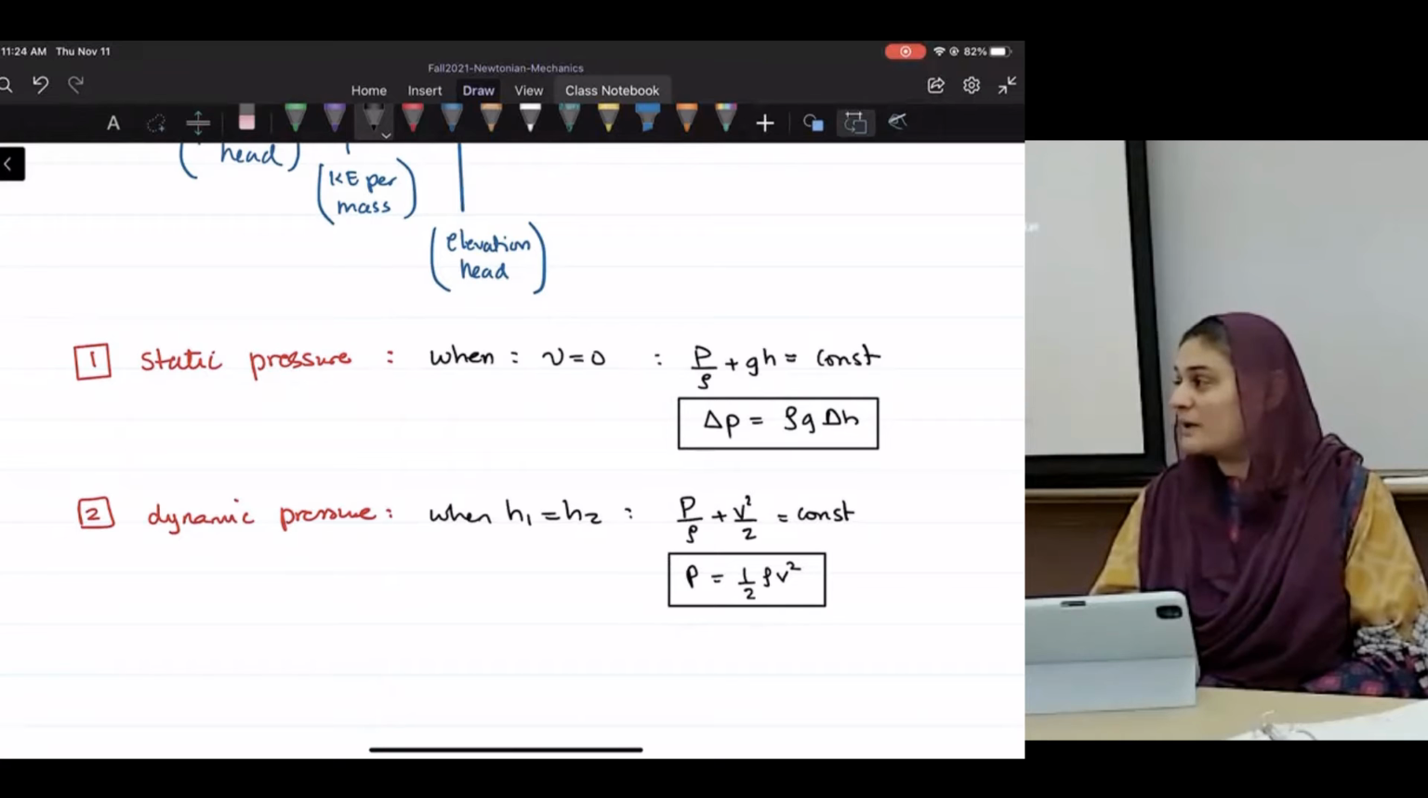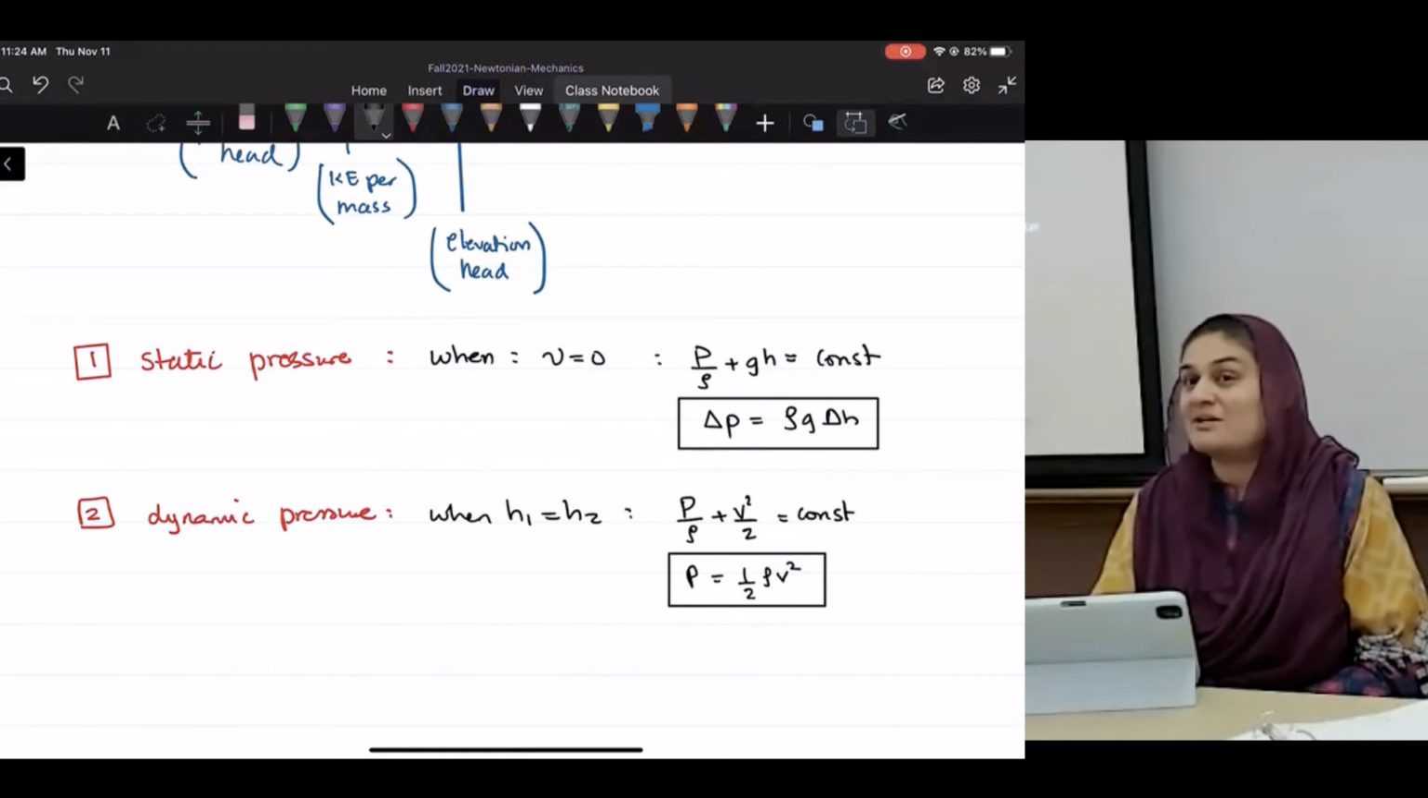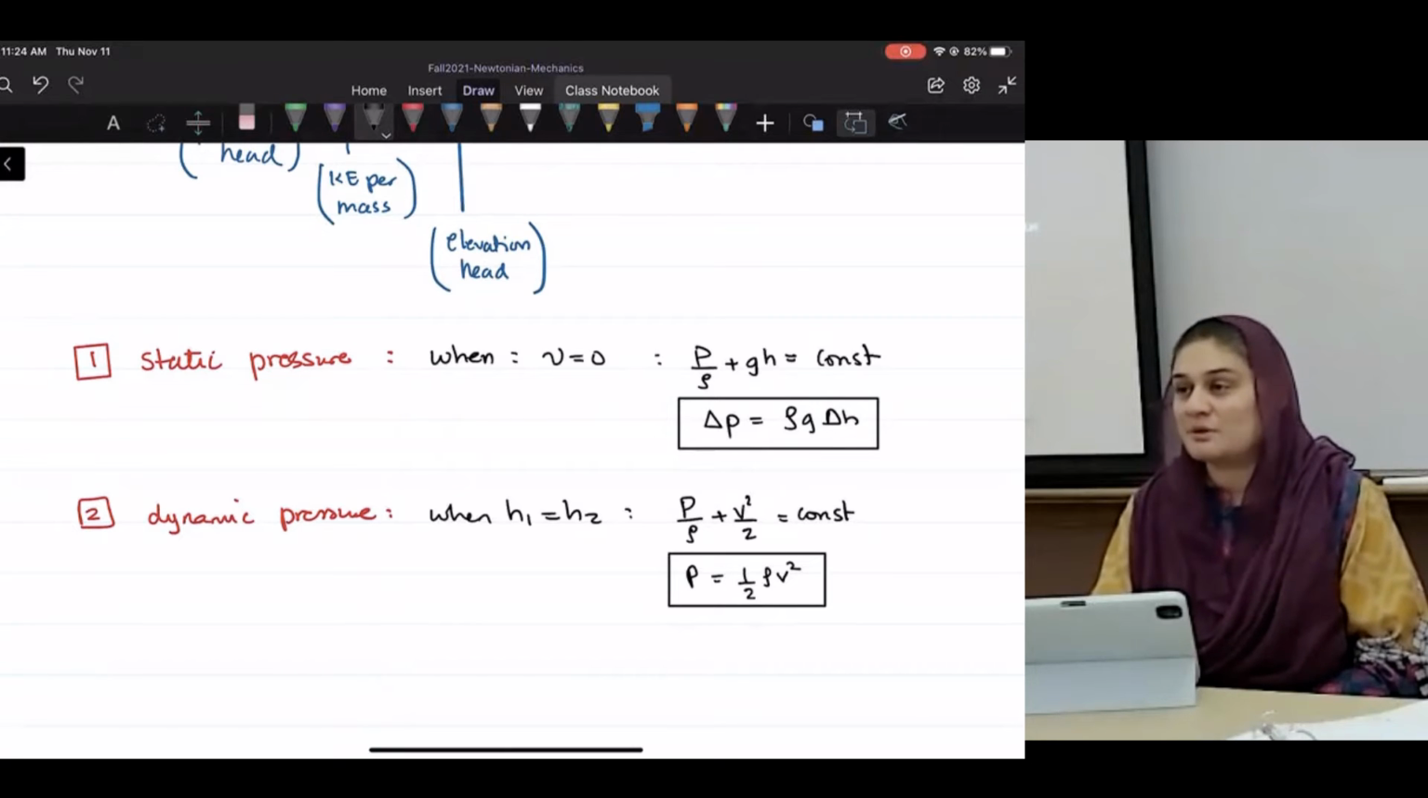1/2 mv squared, but m is now getting replaced with rho, and density is mass over volume, and pressure times volume is work. So again, nothing new. This is just called dynamic pressure.